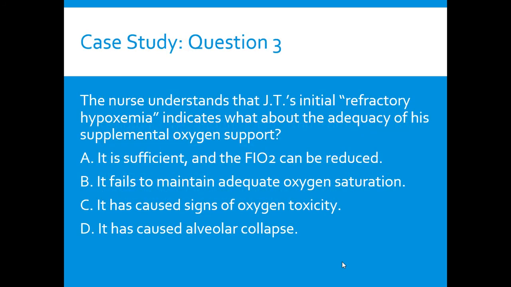Okay, case study question 3. The nurse understands that JT's initial refractory hypoxemia indicates what about the adequacy of his supplemental oxygen support? It's sufficient and the FiO2 can be reduced. It fails to maintain adequate oxygen saturation. It has caused signs of oxygen toxicity and has caused alveolar collapse.